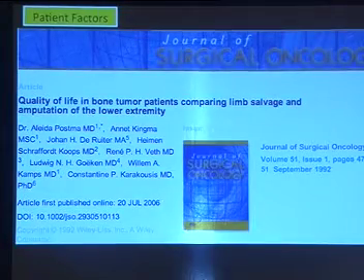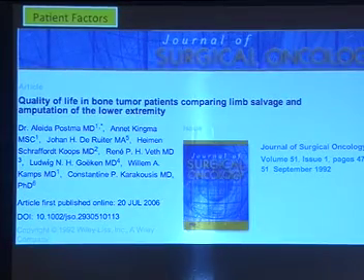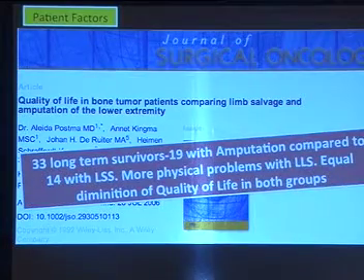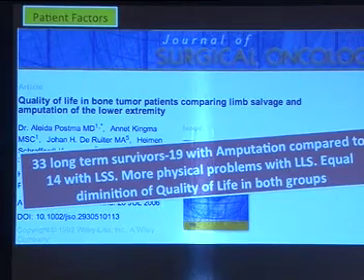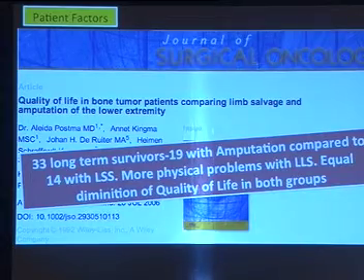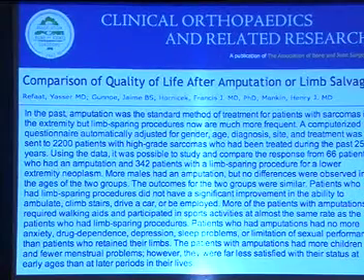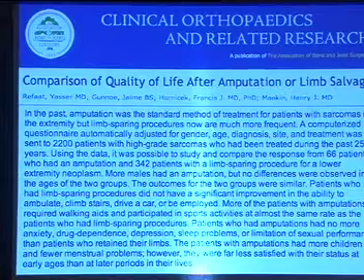On similar ground, this is a paper in the Journal of Surgical Oncology, and it showed 33 long-term survivors they evaluated, 19 with amputation compared to 14 with limb salvage surgery. There were more physical problems in the limb salvage group and equal diminution of quality of life in both the groups. So what I want to prove by these papers is that amputation is not a bad choice if the patient is demanding. It's sounding funny that I'm speaking on limb salvage, but I'm just trying to defend amputation.